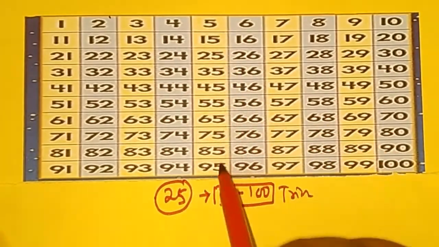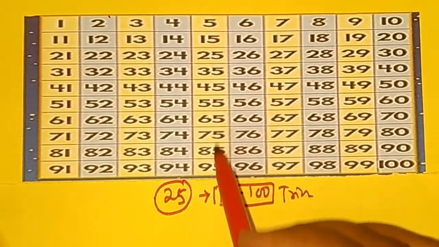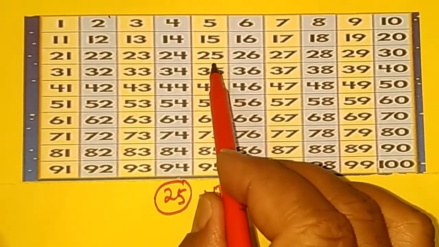Except 5, all numbers ending in 5 are not prime, because they are divisible by 5. So we get an extra factor.